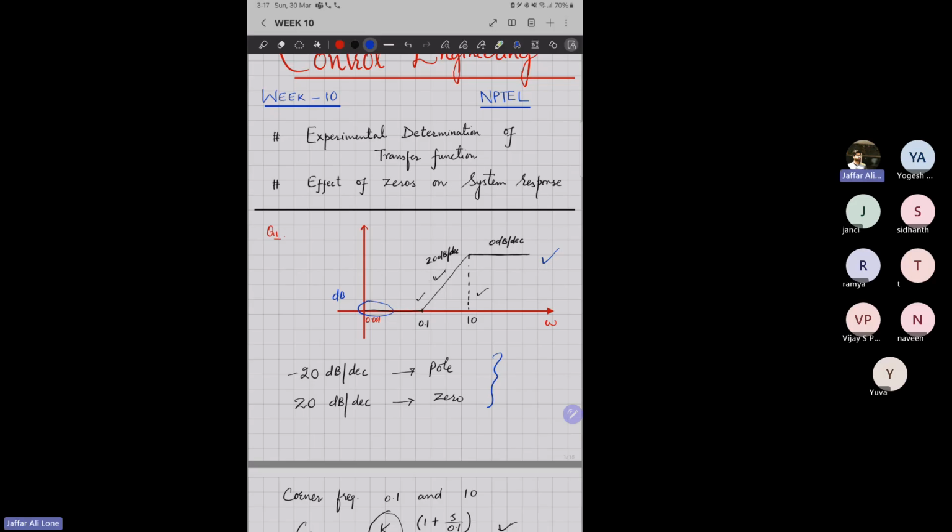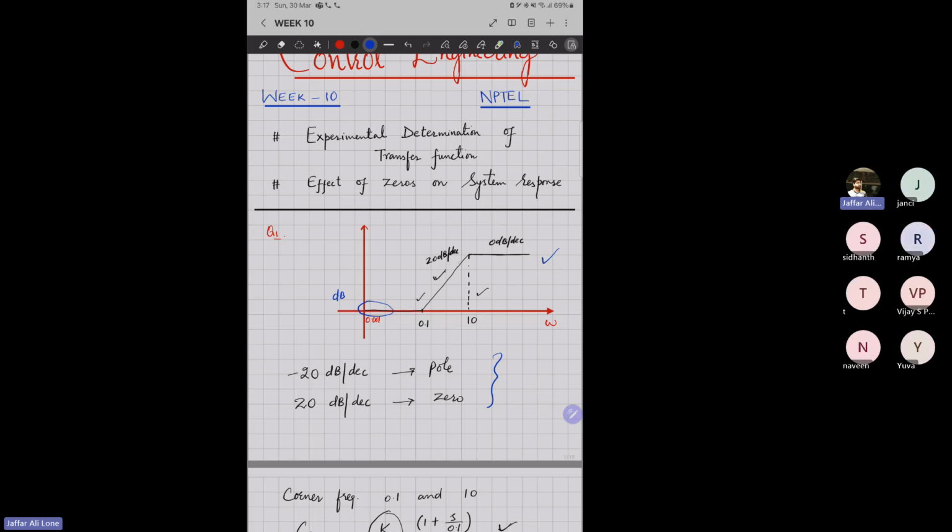It means there's a zero at 0.1. Then we reach 10, and at 10, our slope changes from 20 dB per decade to 0 dB per decade. It means my slope is changing by minus 20 dB, right? So that's why I have a pole at 10.